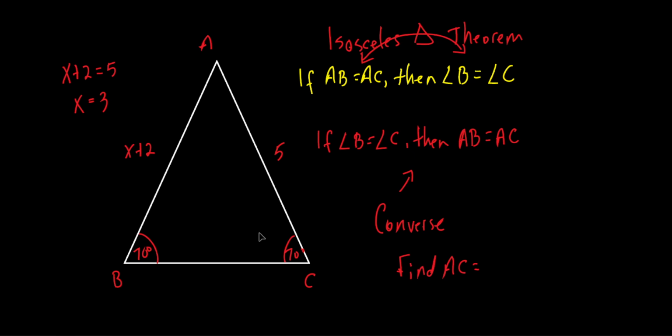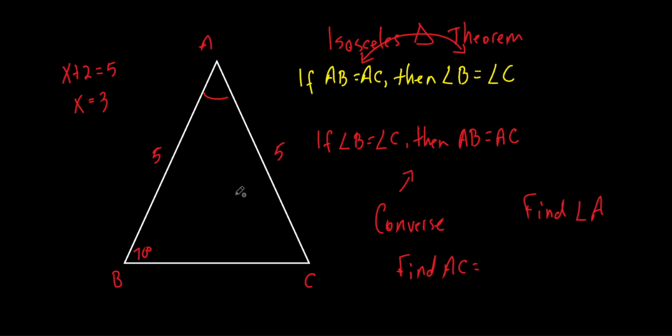What if they did this? We've got a minute here. What if I told you that this was 5 and this was 5, and I told you that that was 70, but I did not tell you this angle down here, but I want you to find angle A. This angle right there. How would you find that angle with this information?